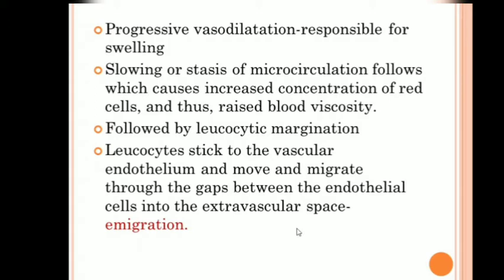Fifth, we have stasis or slowing, which is followed by leukocyte margination, or peripheral orientation of leukocytes, mainly the neutrophils, along the vascular endothelium. The leukocytes stick to the vascular endothelium briefly and then move and migrate through the gaps between the endothelial cells into the extravascular space. This process is known as emigration.